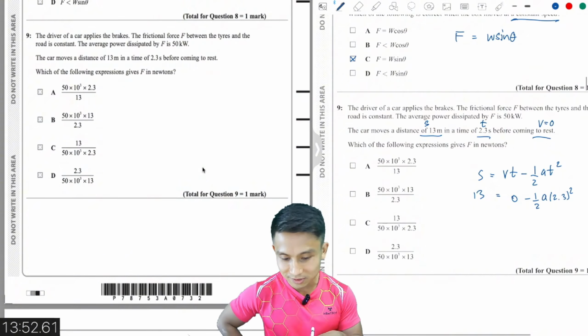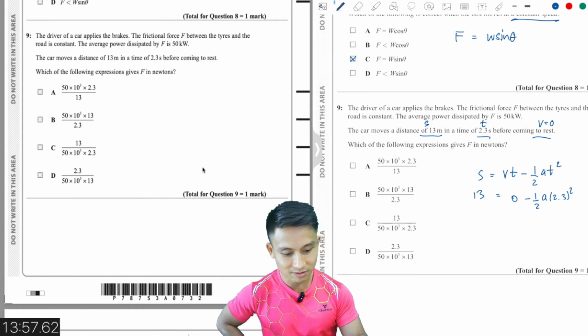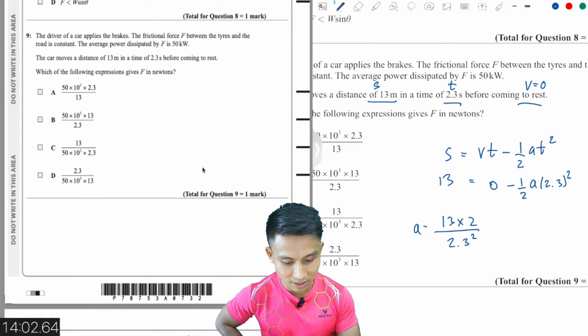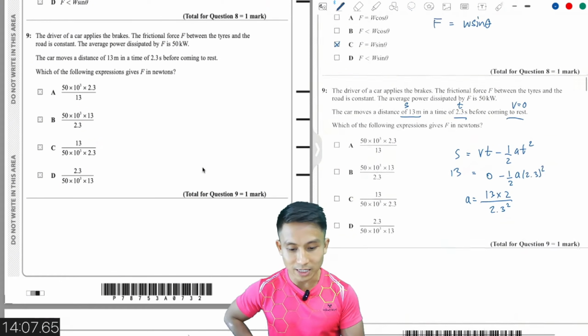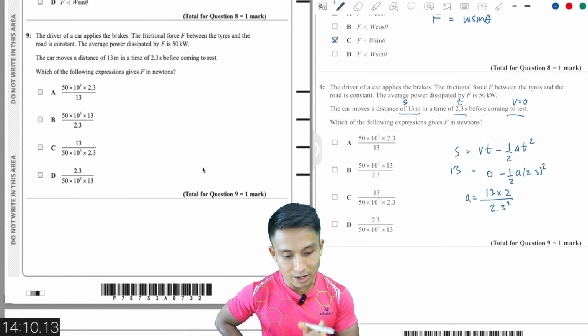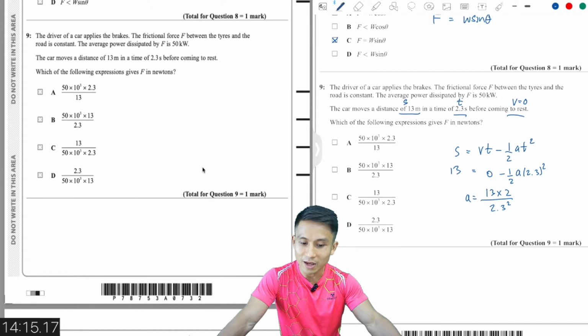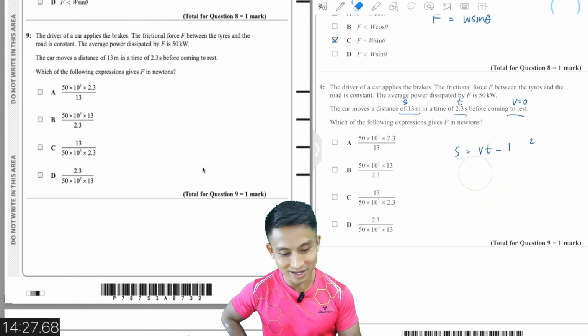We don't deal with the negative sign here because we're taking it as a deceleration. So I'm just going to do 13 times 2 divided by 2.3 squared. That would be the deceleration. But we're not done, because the average power is that. Then we've got to find the average speed. I think energy is easier now.